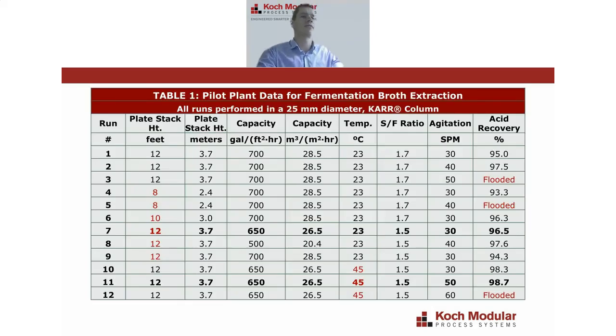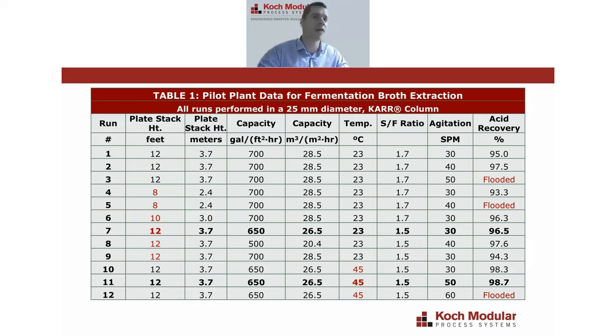So now I'm going to go through a series of runs that show how we optimized this extraction process. The first 3 runs, we were running with a fixed plate stack height, fixed capacity, a fixed solvent to feed ratio, and we just started pushing the agitation speed. And at 50 strokes a minute, we flooded. We then tried reducing the plate stack height and essentially keeping everything else the same. We're still running at ambient temperature. And here at 40 strokes a minute, we flooded.